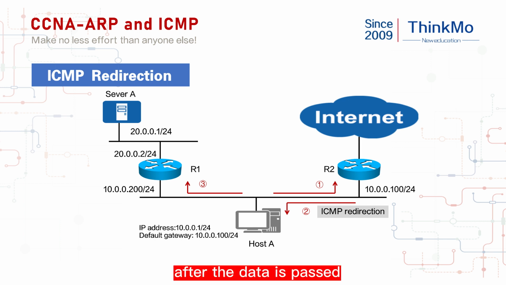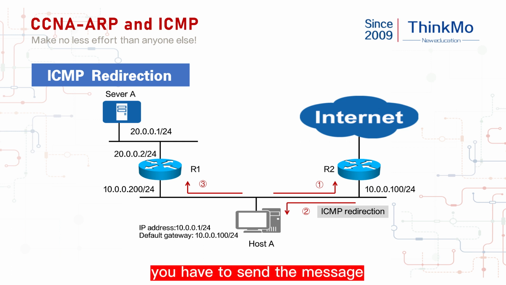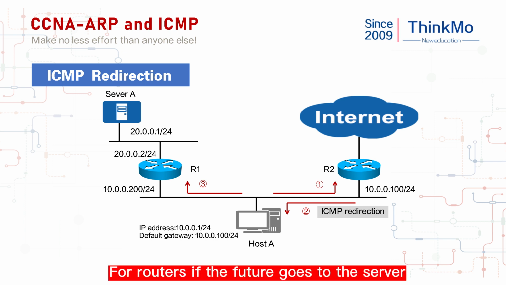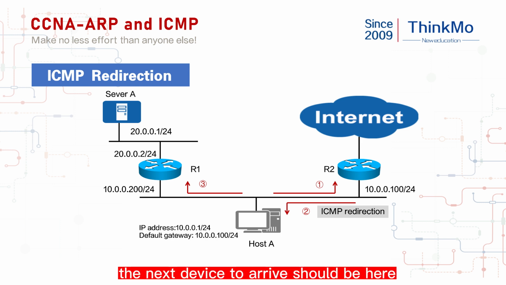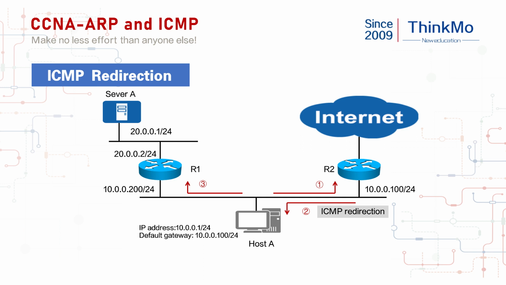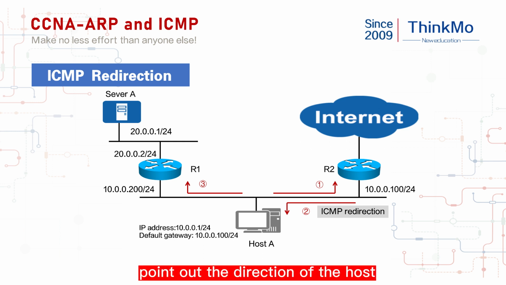After the data is passed, the gateway receives the message from the host through this interface. The gateway needs to help the host forward. You have to send the message through this interface again. For routers, if the future goes to the server, the next device to arrive should be here. Then the router will tell the host, if going to the address of 20.0.0.1, the next time the interface to this device is directly reached, the router sends a message to the host. Point out the direction of the host.